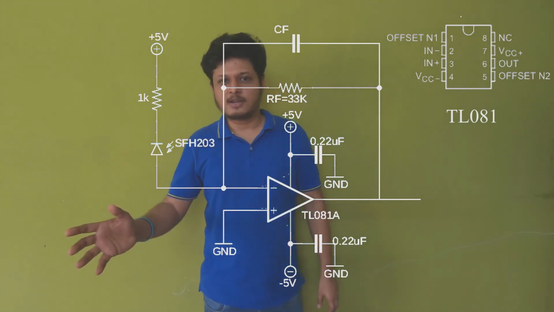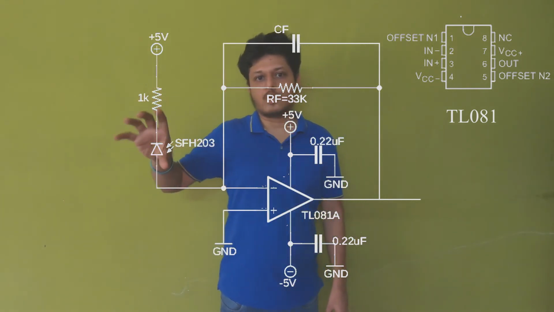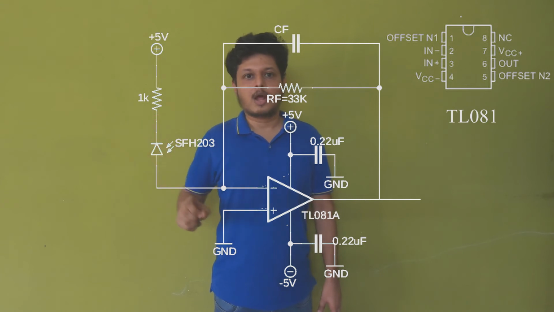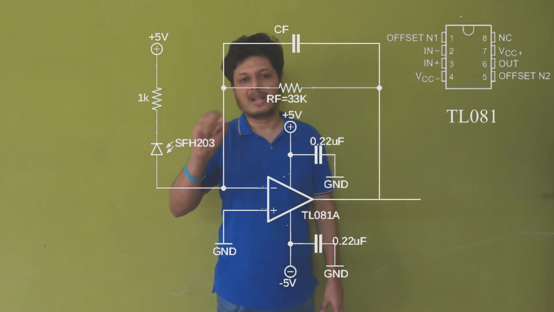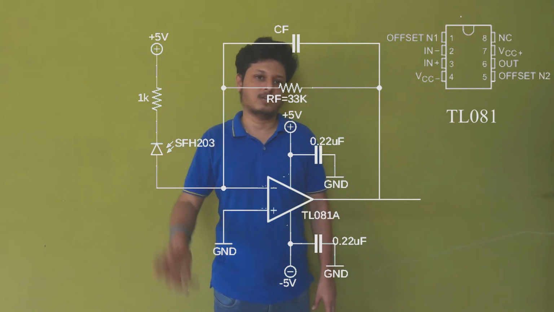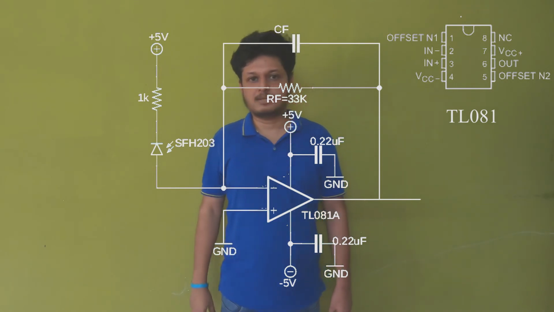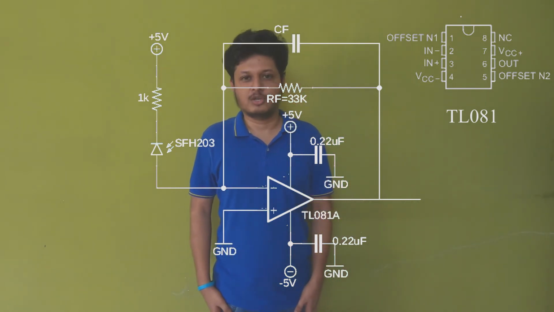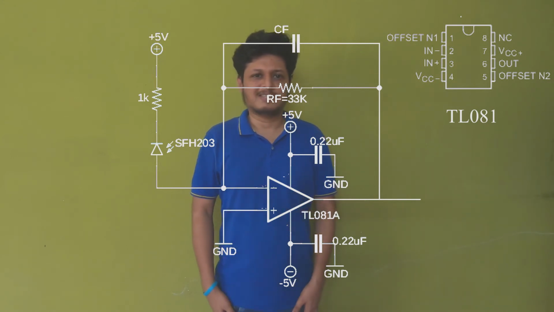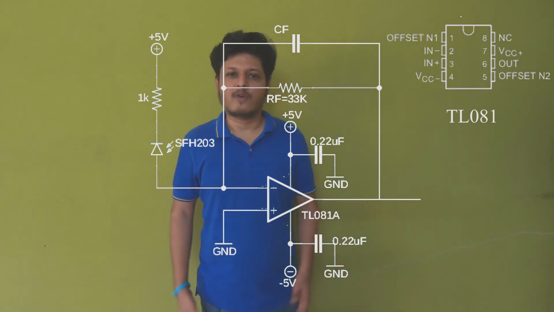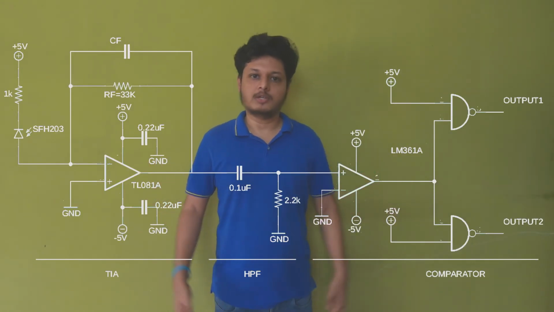Now the output of this trans-impedance amplifier will be a voltage signal, but it will be distorted. There will be a lot of noise in it. Now our task is to reduce that noise and to shape that signal properly so that we can process it further. I am using two decoupling capacitors for power line noise reduction, both at the +5 supply and the -5 supply. Typical value of these capacitors can be 0.22 microfarad. Now here's the complete circuit for the end-to-end solution.